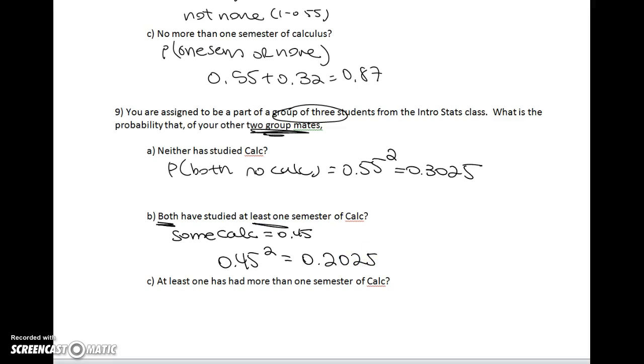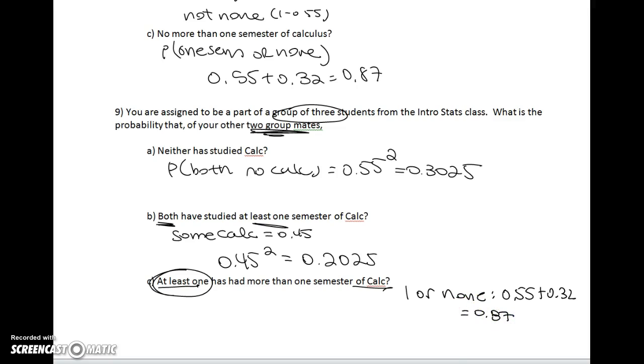And last but not least, this one can be a little bit tricky. So this is saying at least one has had more than 1 semester of calc. Once again, there's that at least, which sometimes leads you to think it's probably easier to use the complement rule. Another way to think about this would be that neither of them has had 1 or none. So 1 or none is that 0.55 plus the 0.32.